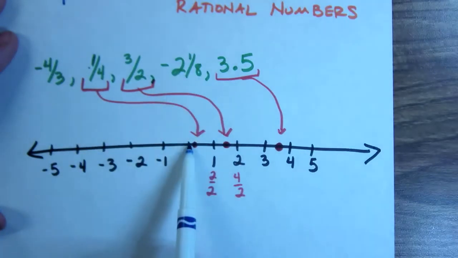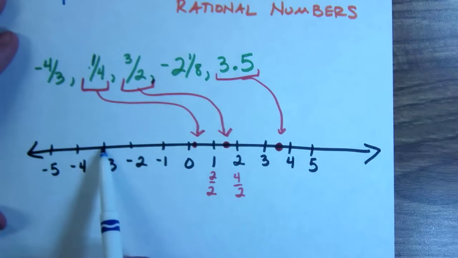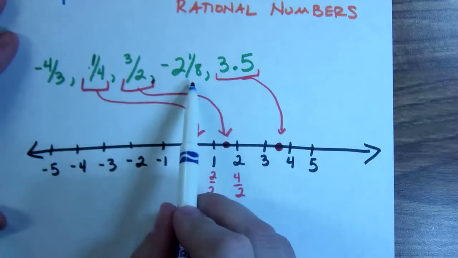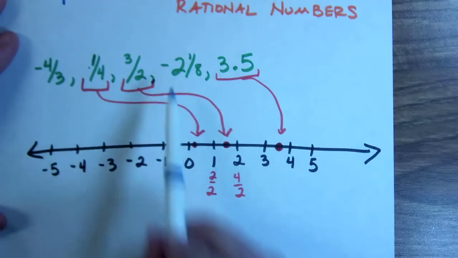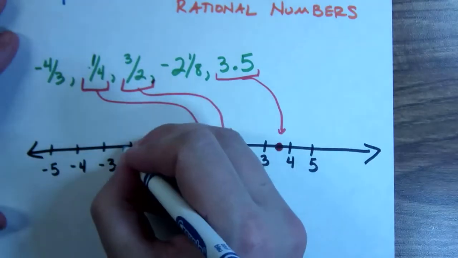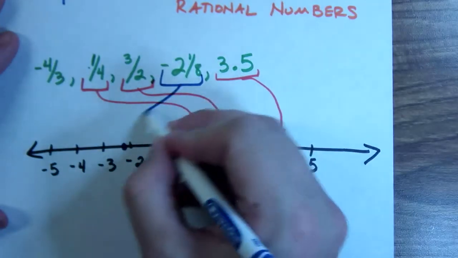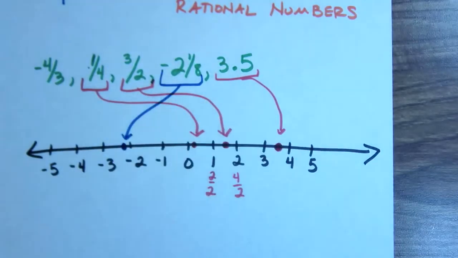If I was at 0, I counted down. Here's negative 1, here's negative 2, negative 3. Negative 2 and 1/8 is just a little bit more than negative 2. So I go negative 1, negative 2, and just a little bit more than negative 2. That's where I would put negative 2 and 1/8, kind of like a measuring tape. It's exactly like a measuring tape.